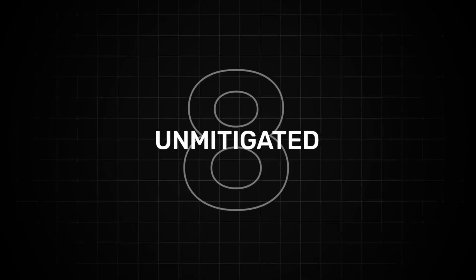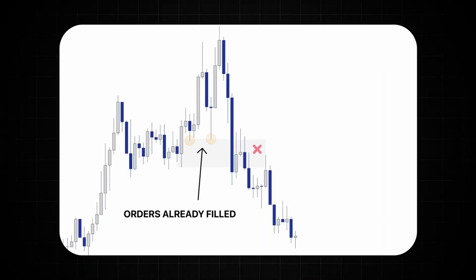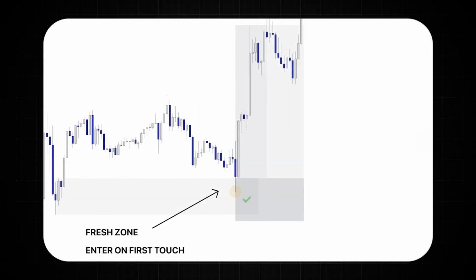Now, last but not least is whether the zone is unmitigated. This is a very, very important factor. You always need to ask yourself whether the zone you are trying to trade from has been tested or has not been tested. There's a chance that when price comes to a zone that has not been tested, it is going to hold from there and go up, unlike when it is reacting from zones that have been tested. So this is a very, very key important thing.